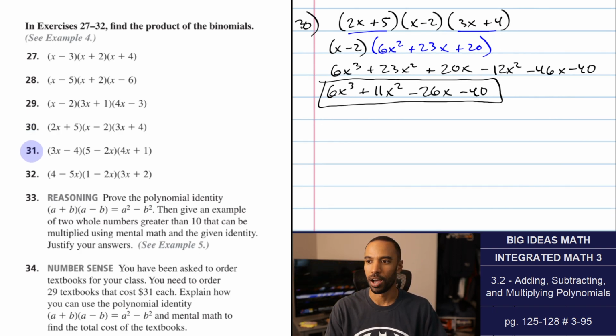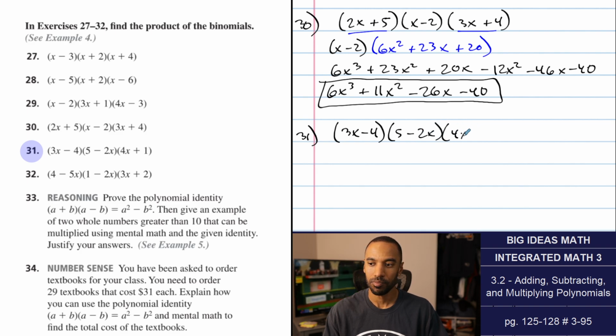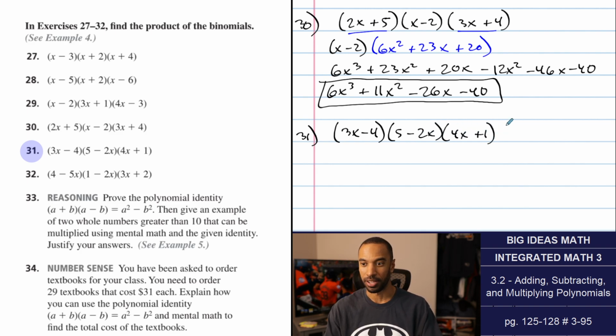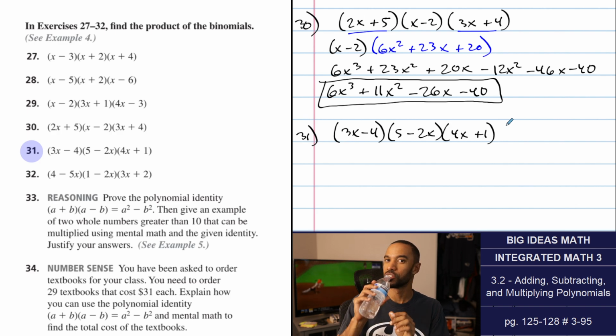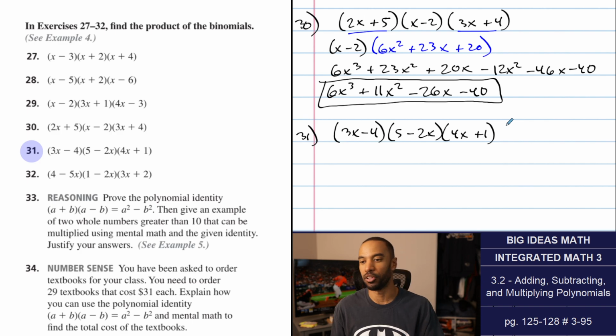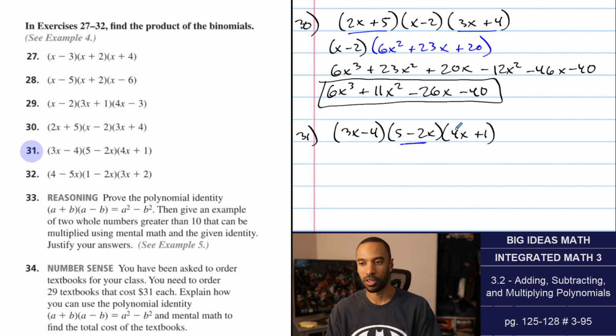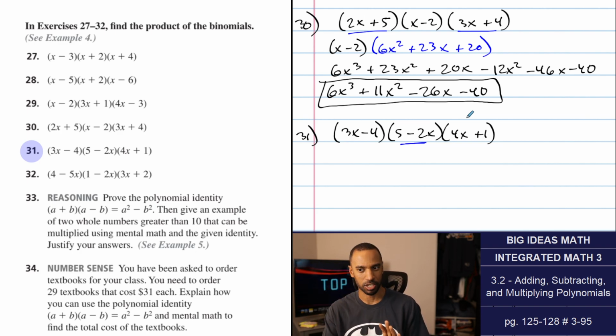Now, number 31 has something else that I'm not a fan of here, and same with 32. So with these two, listen, when it comes to speed, as I mentioned, my speed comes from familiarity. I don't like being unfamiliar with things. Guys, what's unfamiliar about this problem here? The middle quantity. The x is last. It's also negative. I don't love that x being negative.